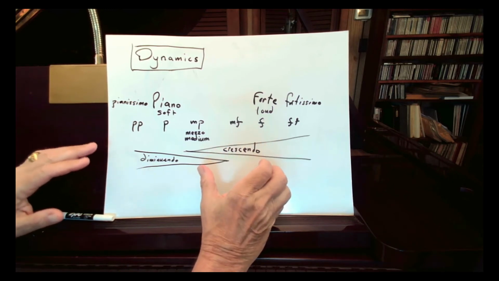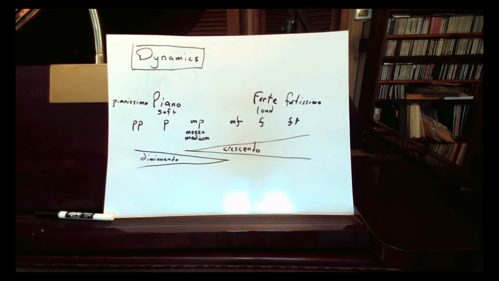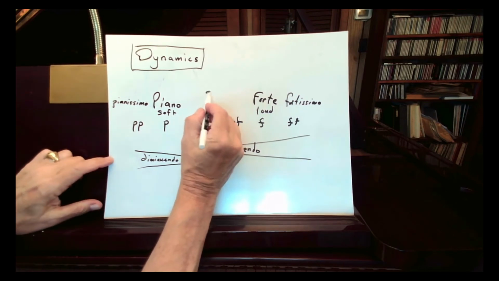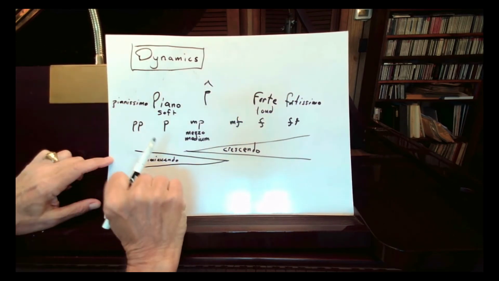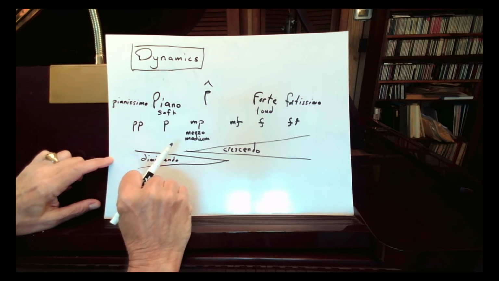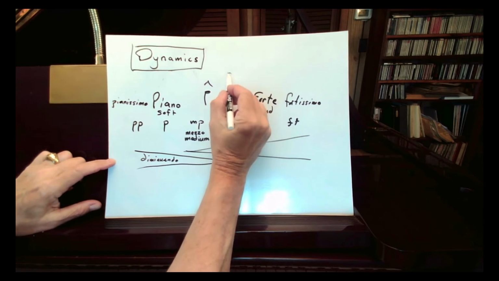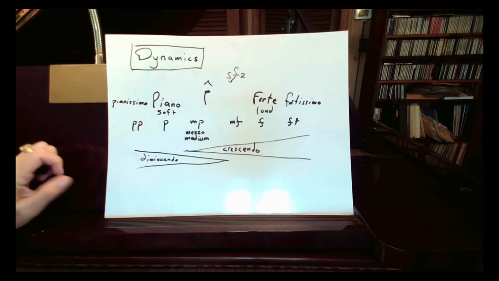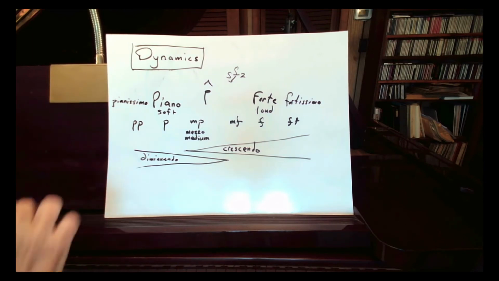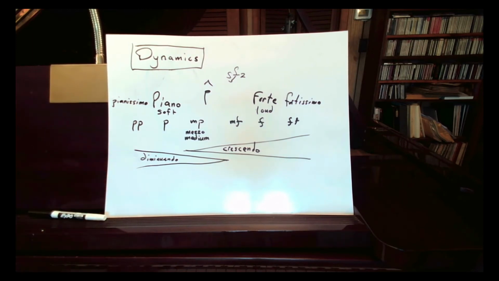So, again, these are the basic dynamics. I'm trying to think if there's any other dynamic marking. Well, yeah, if you have a note with an accent on it, like that, that's an accent. It means hit it a little harder, which will be louder. The other marking you see sometimes is this one, which is a sforzando mark. I'll give you an example of a sforzando mark.